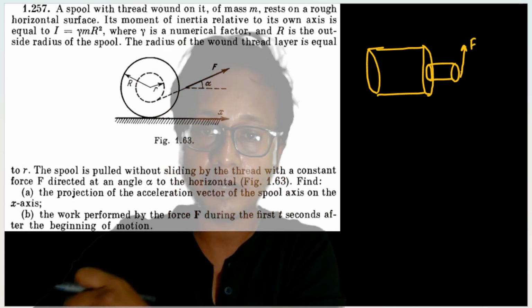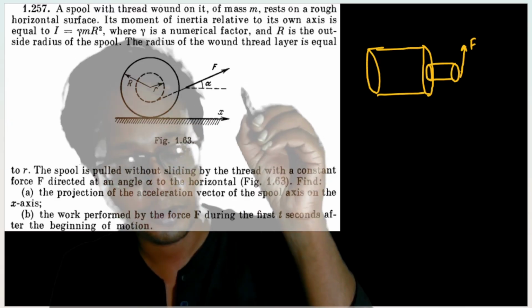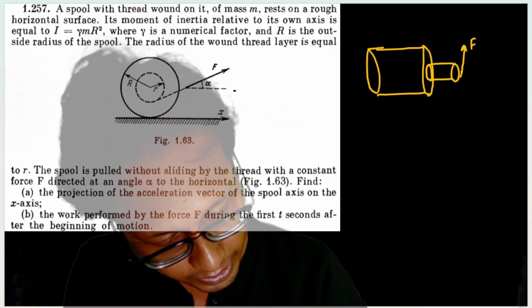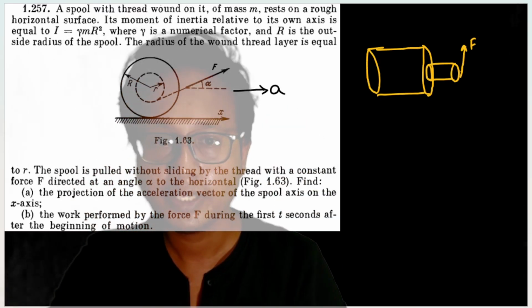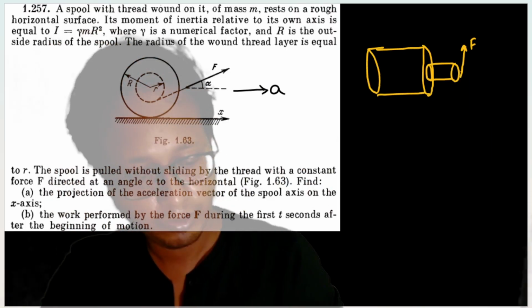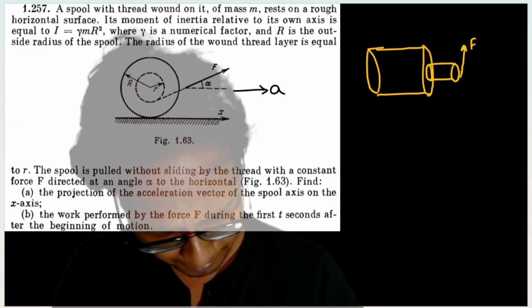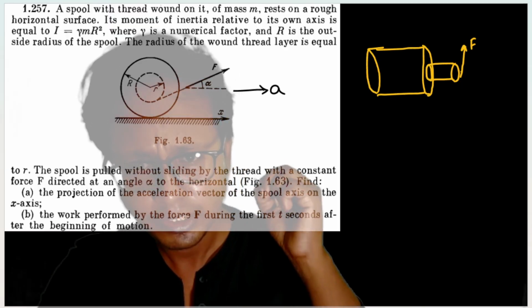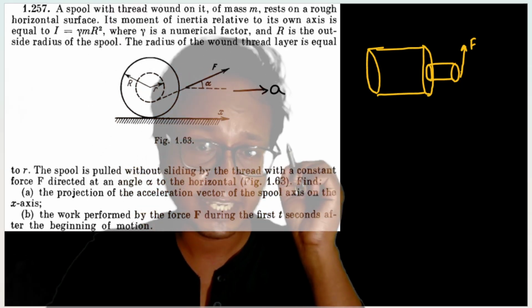We have to find out the acceleration, that means the horizontal component of acceleration of this block. The moment of inertia of this entire thing is given as I, where I is equal to γ m r squared, where m is the mass of this body. Fair and fine. So my first question is, is this a case of rolling?